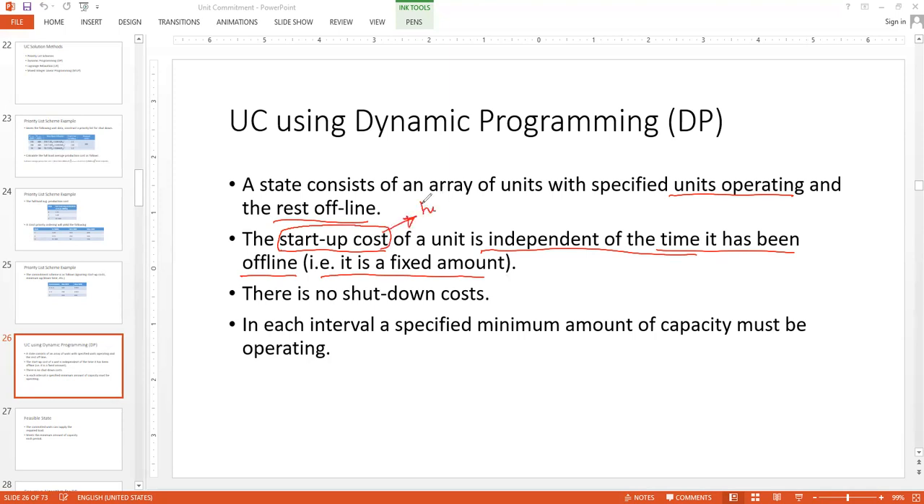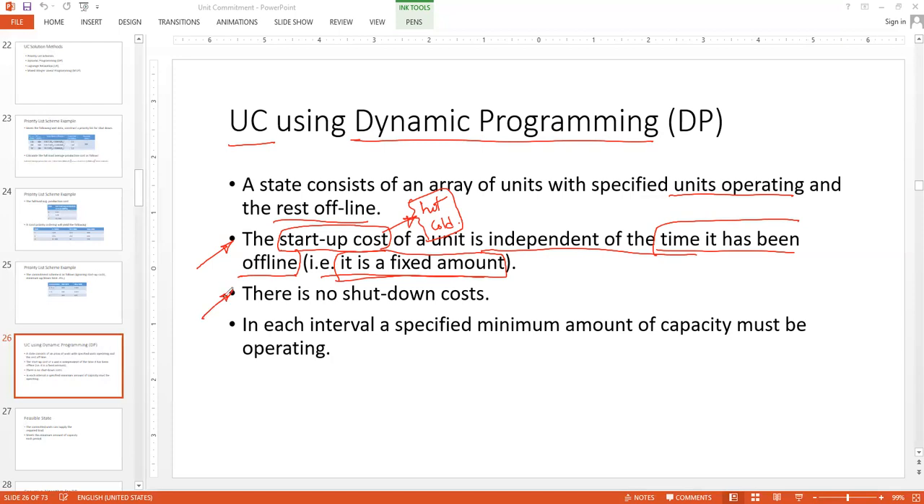Remember, we talked about the hot start cost and the cold start cost. Okay, and when we talk about the hot start cost and the cold start cost, the time the unit has been turned off has to be taken into consideration. However, for the first part of the solution using dynamic programming for unit commitment problem, we are not taking into account the startup cost or the effect of the time duration for which the units were turned off. Rather, we are considering that the startup cost is a fixed amount, not dependent on offline time.